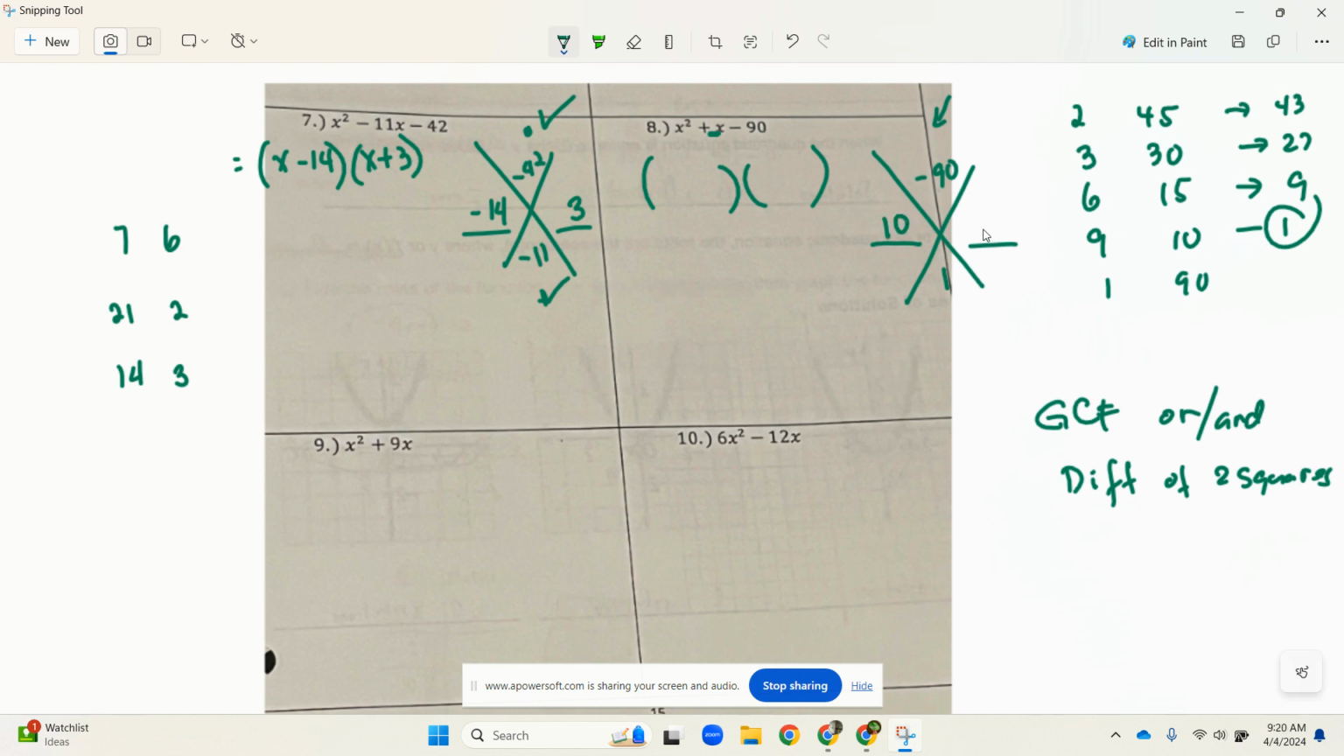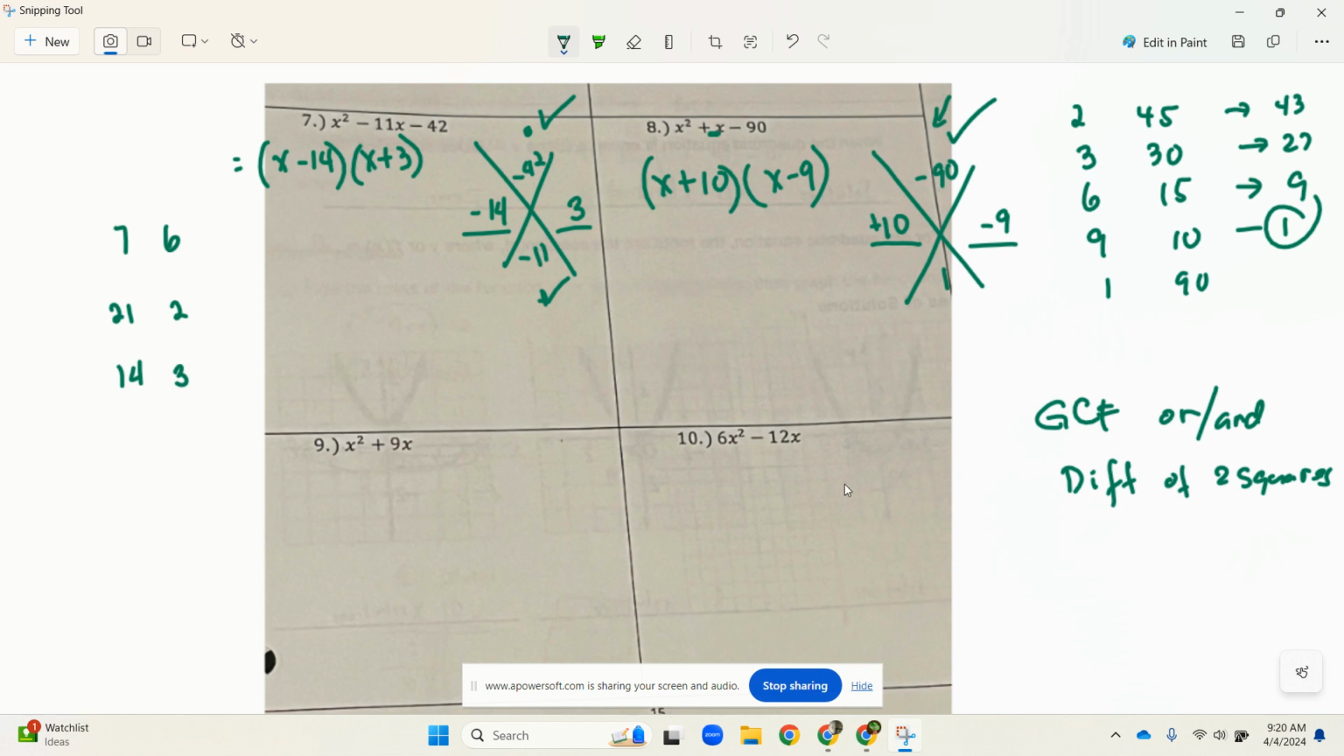So if I choose negative 10 and positive 9, when I multiply, that's going to be negative 90, but when I add, it'll give me negative 1. So that's why it's going to end up being wrong. Therefore, I will switch the signs, right? So my 10 will be positive 10 and 9 will be negative. Double check every single time. 10 times negative 9 is negative 90. All right, that's good. 10 plus negative 9 is positive 1. So that's good. Therefore, your factors are x plus 10 and x minus 9.